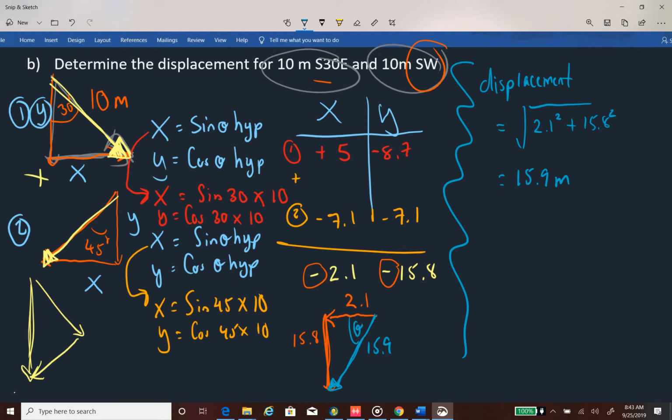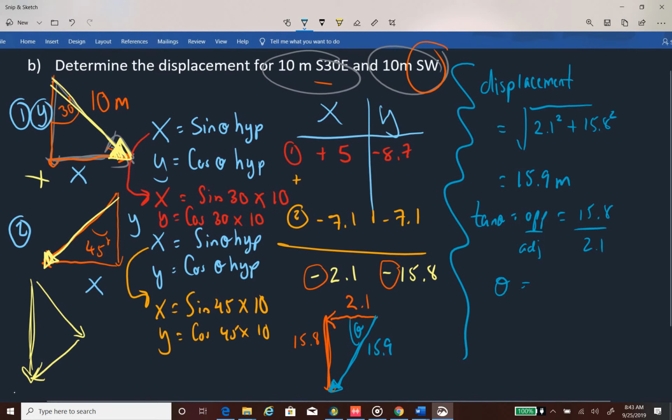My angle, well, I could do opposite over adjacent. Remember, tan theta is opposite over adjacent. My opposite side is 15.8. My adjacent side is 2.1. If I take the inverse tan of that, then I will get my angle. And it looks like it's a pretty big angle. Obviously not 90, but it's more than 45. What is it? 82.4.